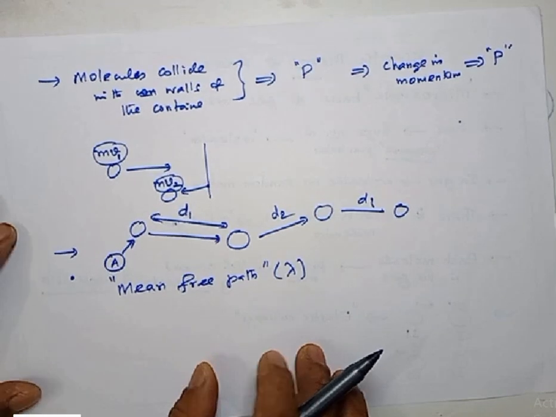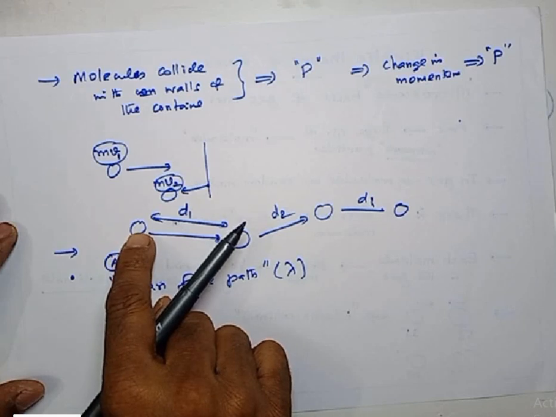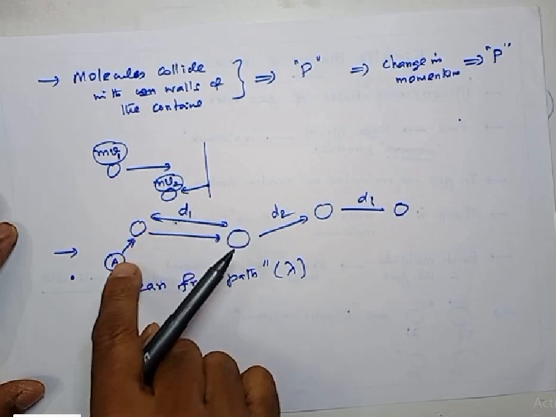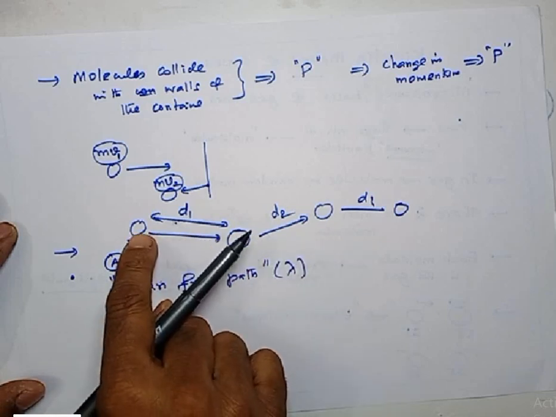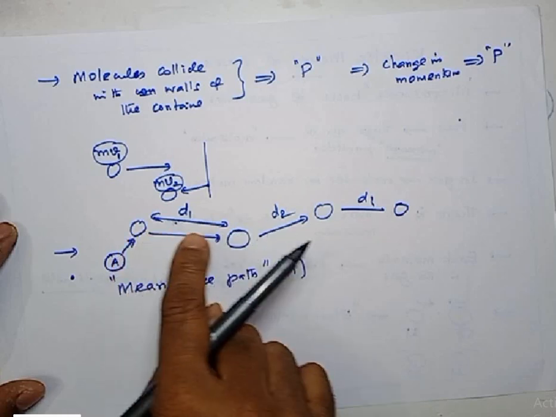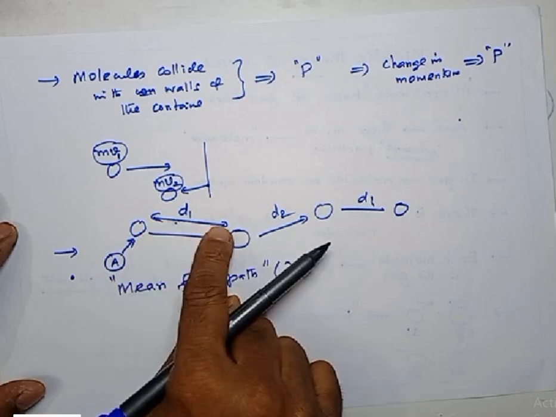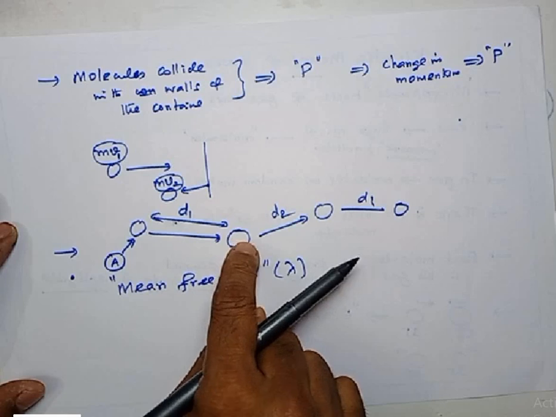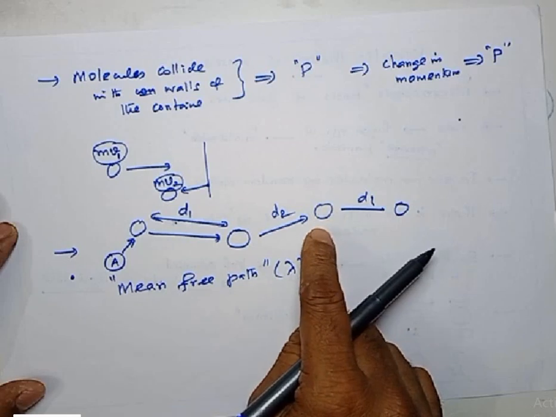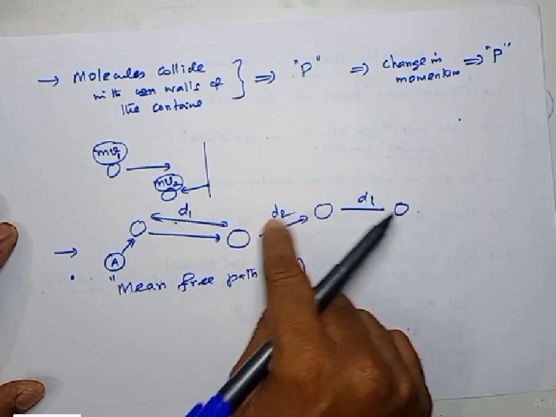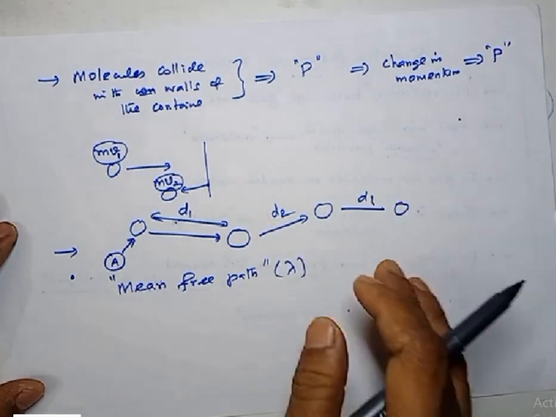I repeat. Listen. Suppose you take molecule A and assume that this molecule collides with another molecule. Then after the collision, molecule A moves in a straight line and again collides with another molecule. Between these two collisions, it travels a distance d1. After that, molecule A moves in a straight line and collides with another molecule. To make the next collision, it travels a distance d2. Similarly, it travels distances d3, d4 for adjacent collisions.